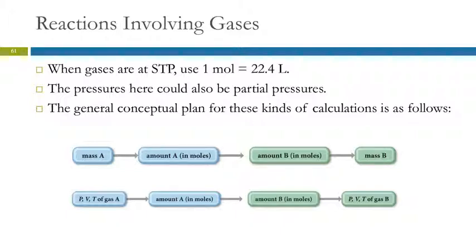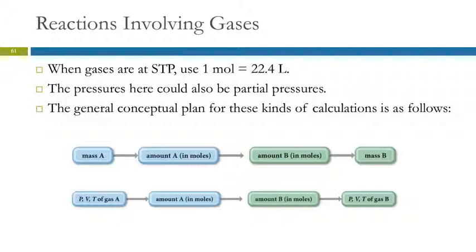When we're dealing with anything at STP, everything is simpler because we can use the molar volume of a gas. So if it says at STP, I always have this inner cheer, because we can use this and it's easier. This works a lot like a molar mass, but it's a molar volume. And so we can calculate the molar volume of any gas using this relationship. The pressures that we see might also be partial pressures because there might be a mixture of gases involved.